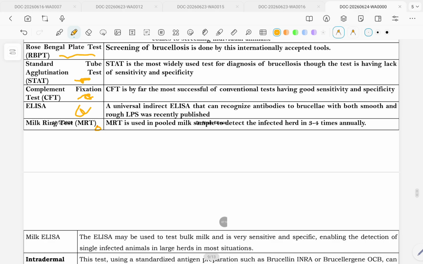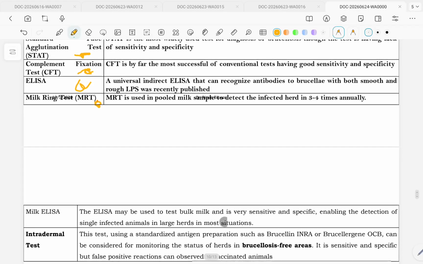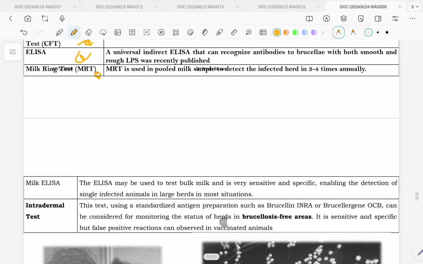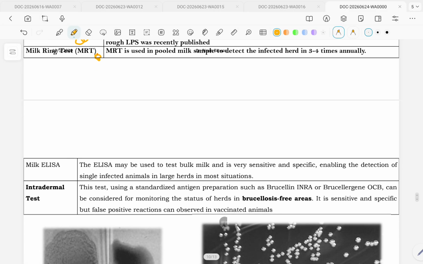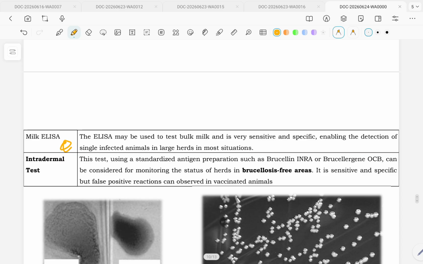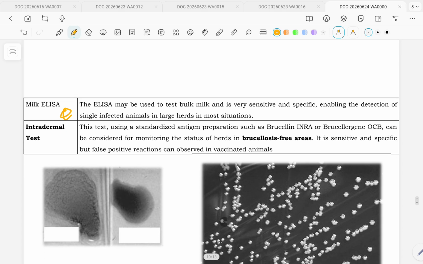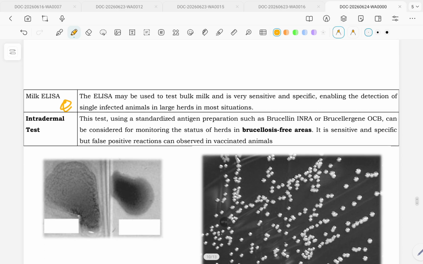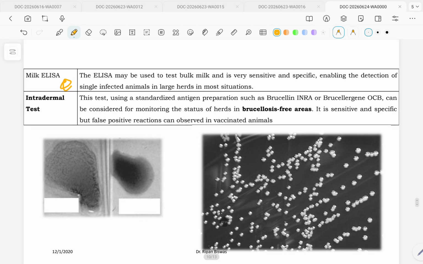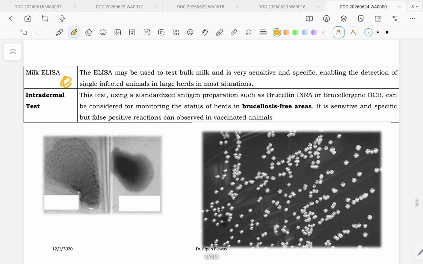Milk ring test (MRT). MRT is used on pooled milk samples to detect the infected herd 3-4 times annually. Milk ELISA. The ELISA may be used to test bulk milk, is very sensitive and specific, enabling the detection of a single infected animal in a large herd in most situations.